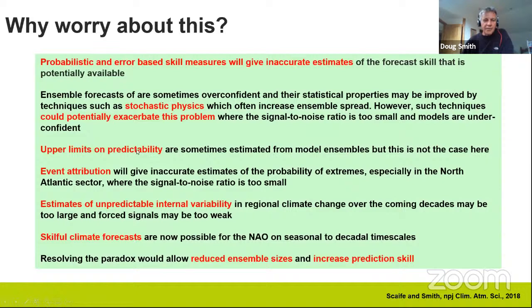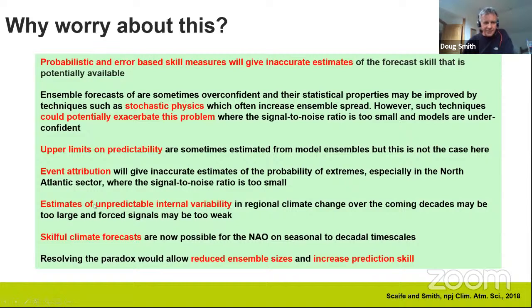Sometimes in previous studies, we've looked at perfect model predictability experiments and thought that they would give us an upper estimate of the predictability, but that's not the case if the signal-to-noise ratio is too small. It has implications for event attribution. If we run models forced by observed sea surface temperatures, for example, and they don't respond correctly to the sea surface temperatures, then we won't be able to get the correct changes in the probability of extreme events.